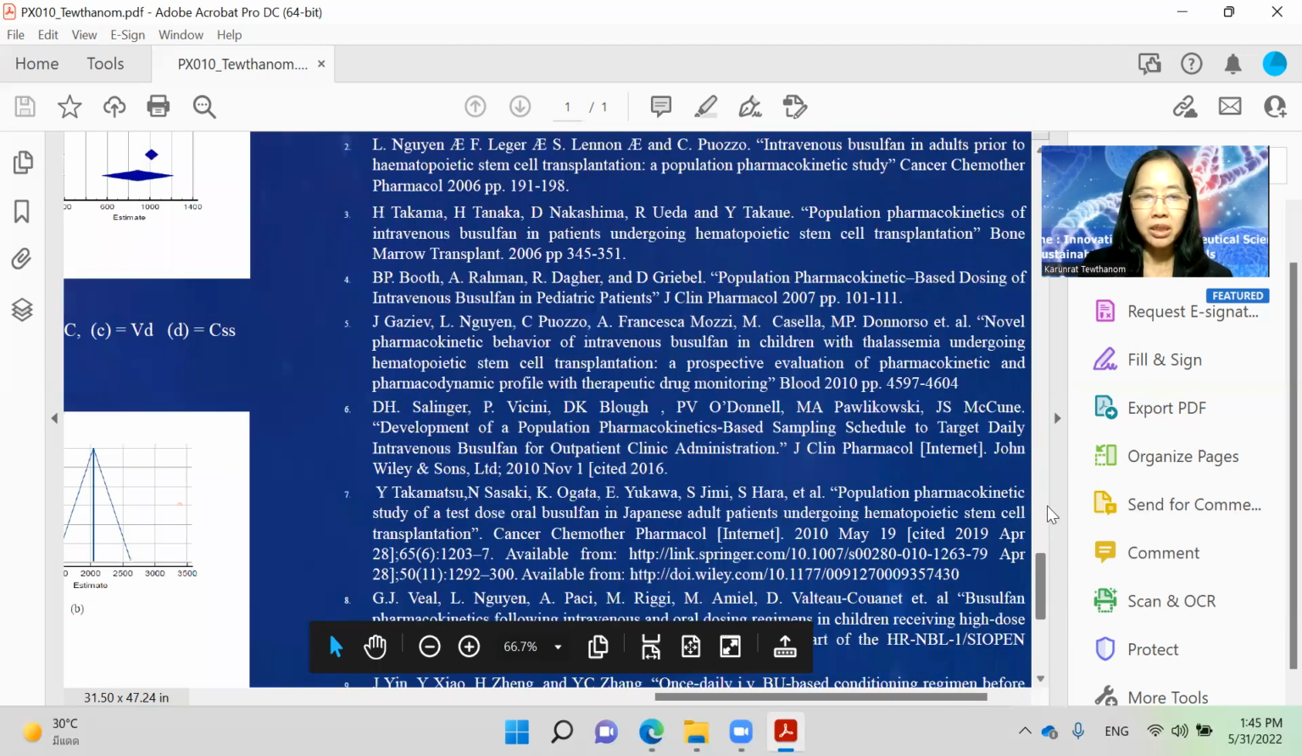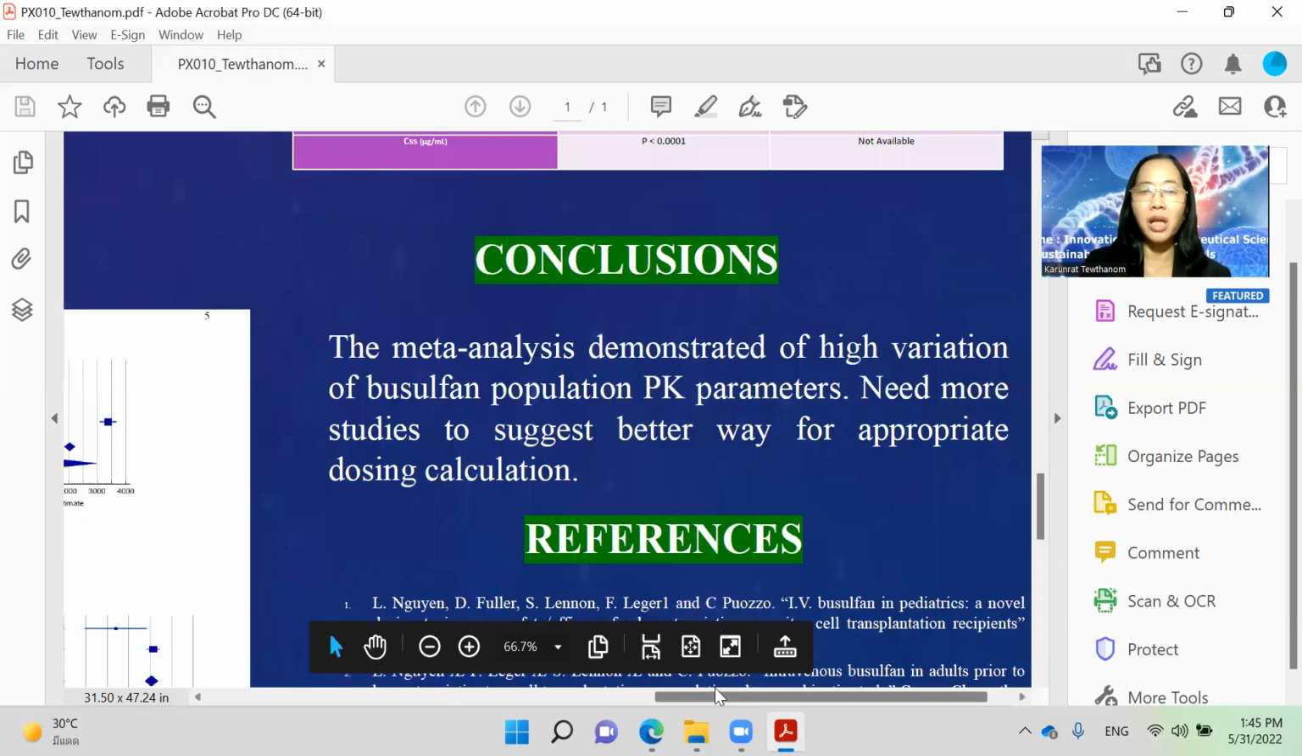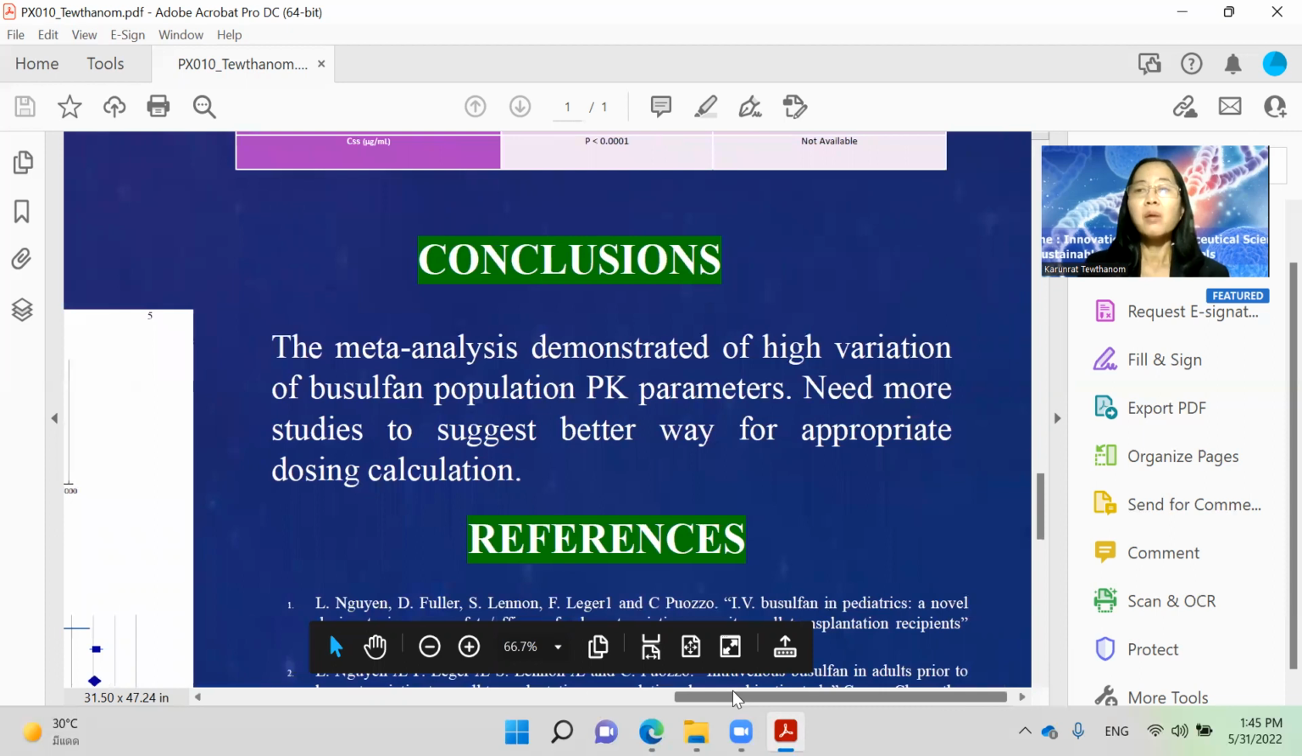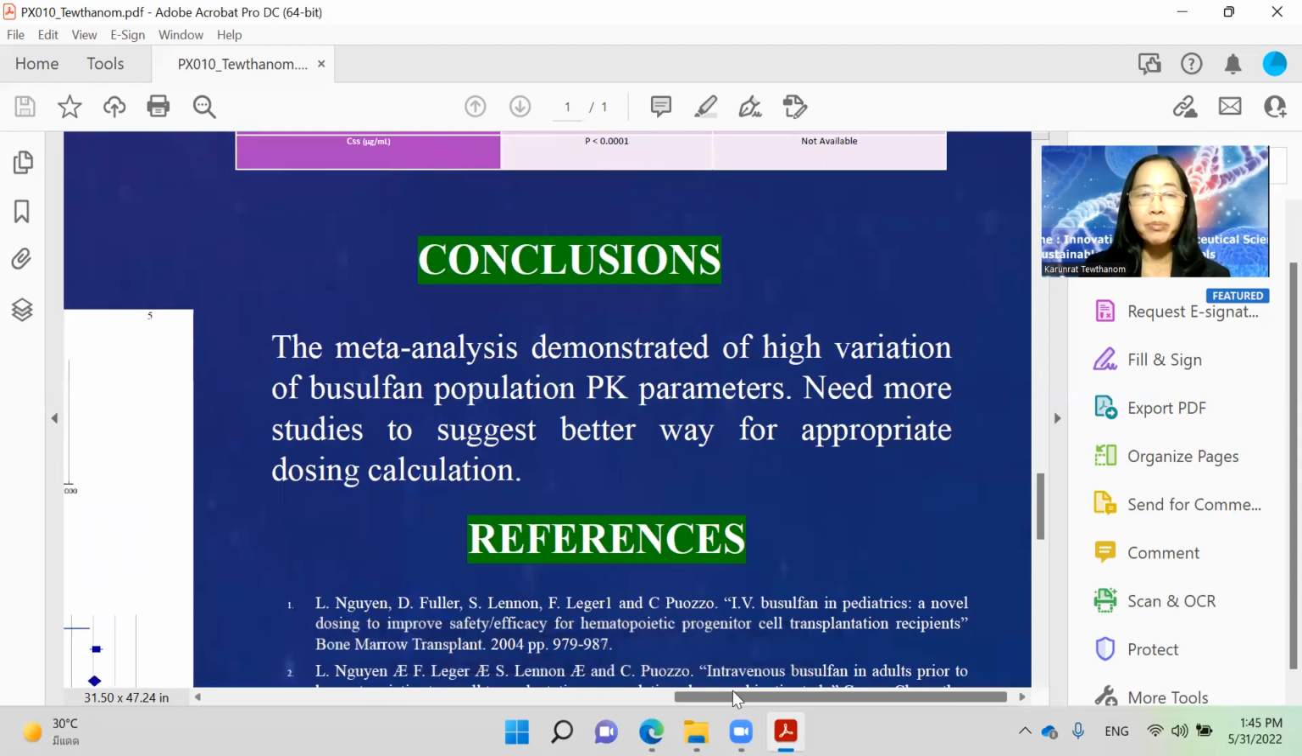So the conclusion is that the meta-analysis demonstrated high variation of busulfan population PK parameters. More studies are needed to suggest a better way for appropriate dosing calculation.